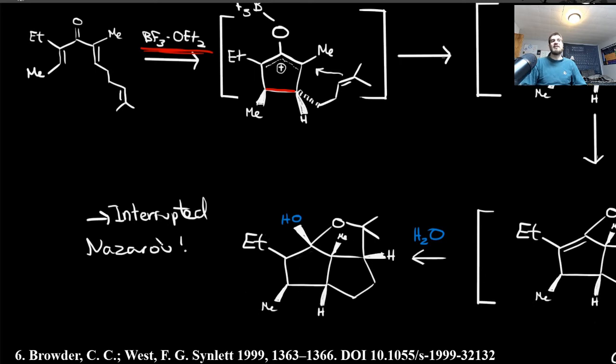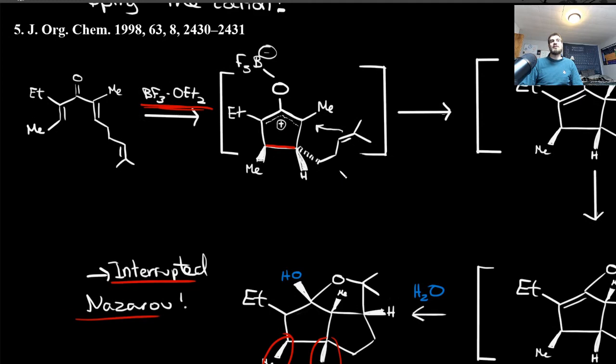And this is called an interrupted Nazarov, because you see you kept the stereocenters here and here, and you did not lose them, but you did not form the final alkene. So this is a way to keep both of your stereocenters and to interrupt your Nazarov reaction, and this was by having your alkene on one of your R substituents.